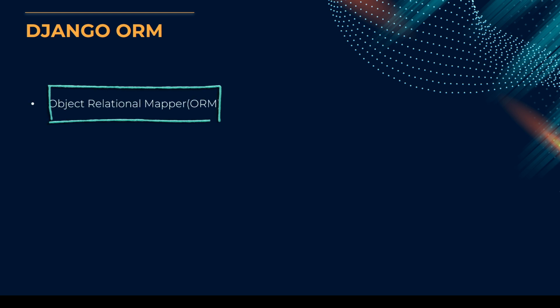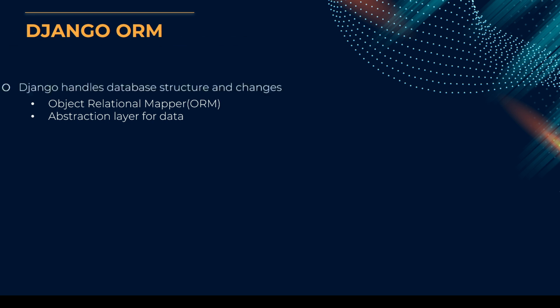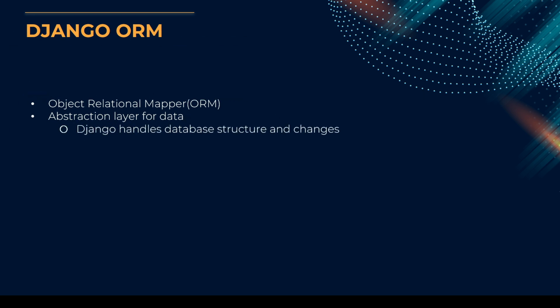So Django comes with an ORM, which is an object relational mapper, and the object relational mapper serves as an abstraction layer between your data and your actual database. What this means is that Django handles the database structure and any changes to the database for you.